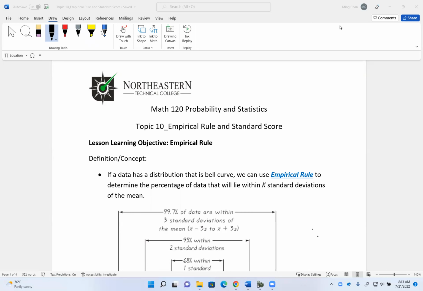Hi, everybody. Welcome to topic number 10, empirical rules and standard scores. In the next few topics, we will talk about probability.